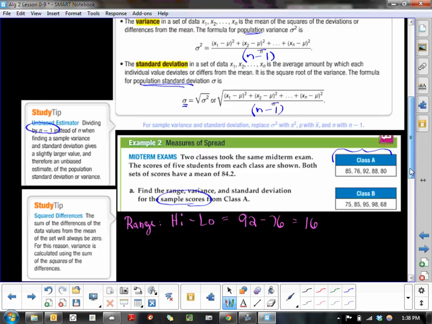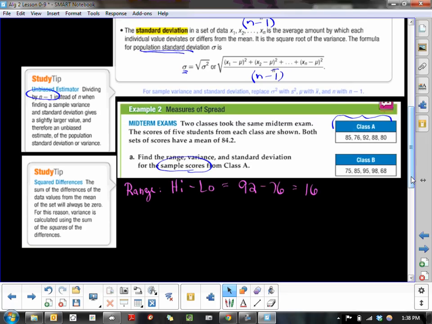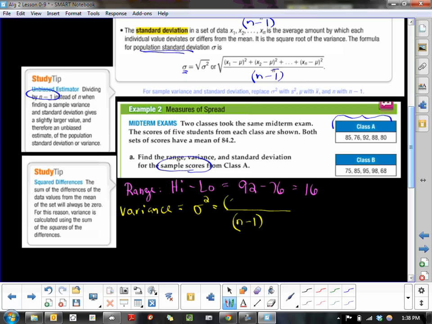The next one we're going to calculate is variance. In order to calculate variance, we're going to use the Greek symbol sigma squared. Now there's a pretty good formula for this, and we're going to fill that in, but we're going to divide by n minus 1 because it is a sample. Now we're going to take each of our data scores and subtract the mean, squared, and add it to the next data score minus the mean, squared, and we're going to do this until we're done with our data values.